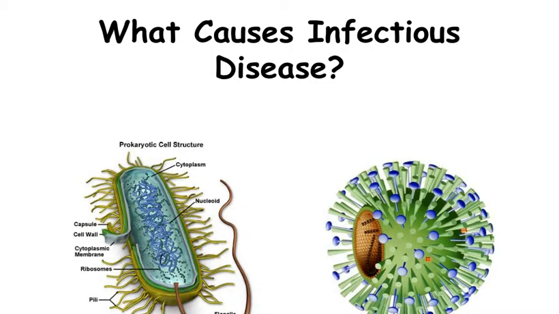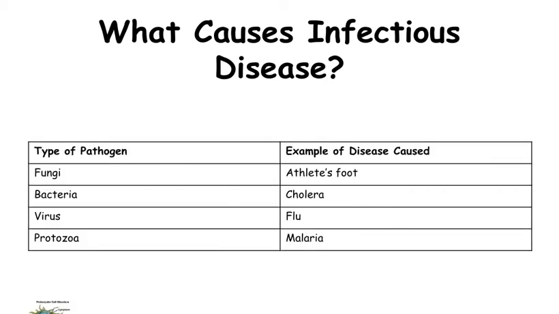The diagrams show examples of microorganisms that can cause infectious disease. The picture on the left side is a bacterial cell and the picture on the right is a virus. There are four types of pathogen that can cause infectious disease. These are fungi, bacteria, virus and protozoa. The table shows some examples of the diseases they cause.